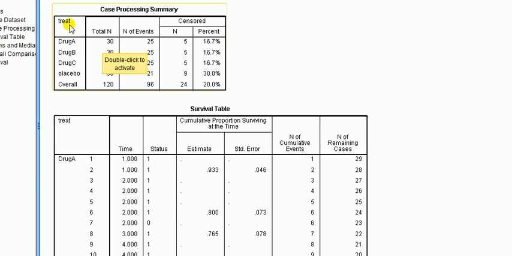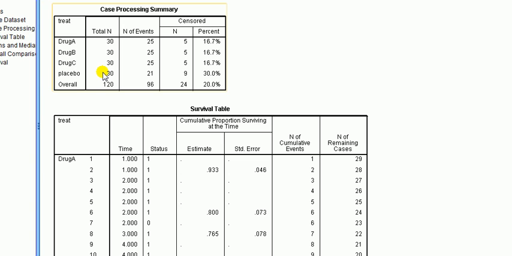So treatment, that's the factor, as I told you, in 4 levels: drug A, B, C, and the placebo. And we're told that we've got 30 individuals in each level. So this is what we call, if you think about ANOVA analysis, a balanced design. And if we're doing ANOVA analysis, this would be a one-way between ANOVA.